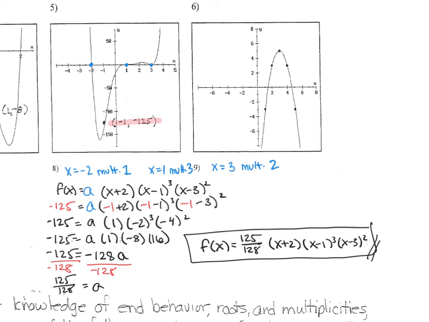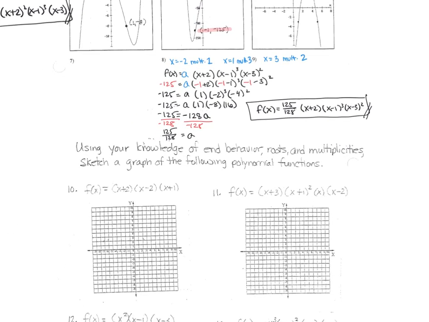So this last problem is looking over more of what we did yesterday and drawing a graph. So how are we going to draw a graph? There's going to be 4 of them there. We're only going to do 1 of them. The instructions here say, use your knowledge of end behavior, roots, and multiplicities, which we've already been practicing, and sketch a graph of the polynomial function.